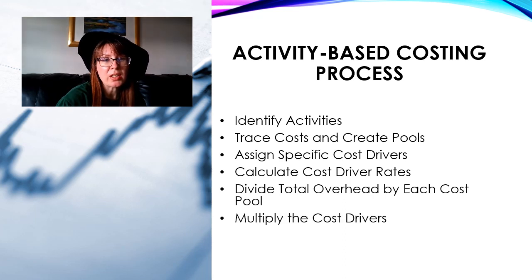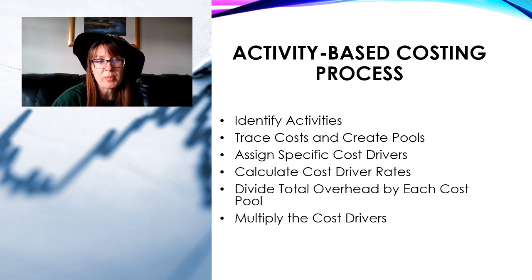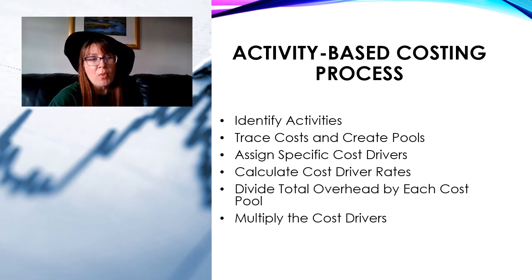The process for activity-based costing is: 1. Identify activities that are required to complete a product. 2. Trace costs to activities and objects, then assign them to different pools. 3. Assign specific drivers to each cost pool, like an hour or a unit. 4. Calculate cost driver rates, dividing overhead costs by total cost drivers. 5. Divide the total overhead of each pool by the total cost drivers to get the cost driver rate of each. And 6. Multiply your cost driver rate by the number of cost drivers.